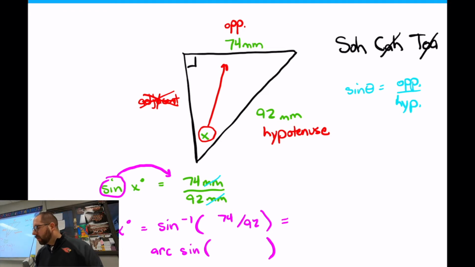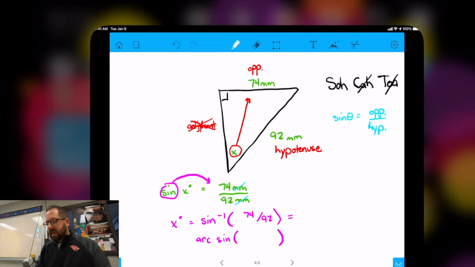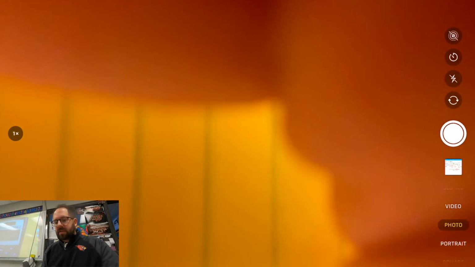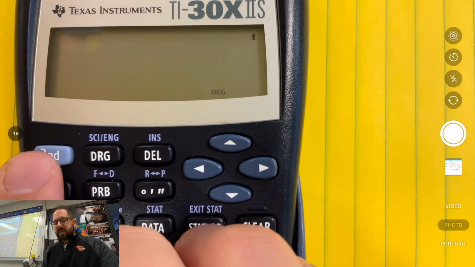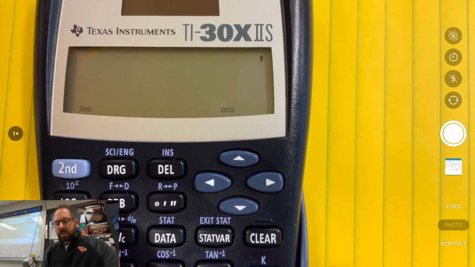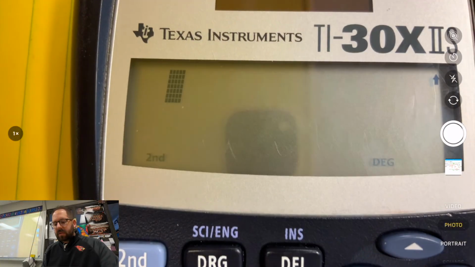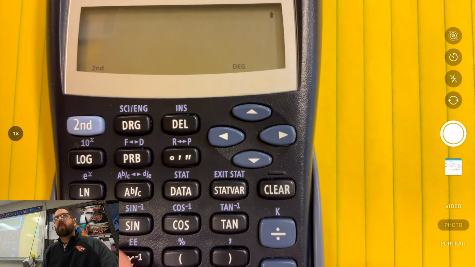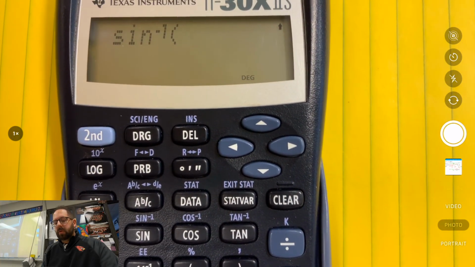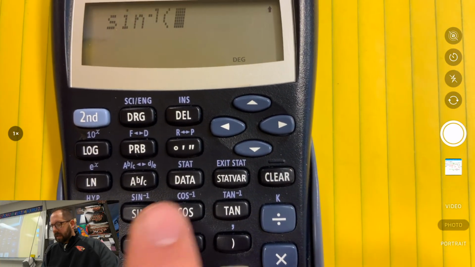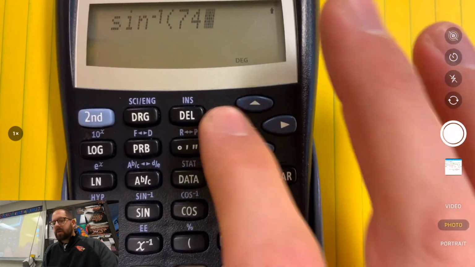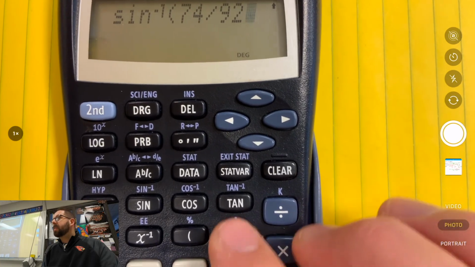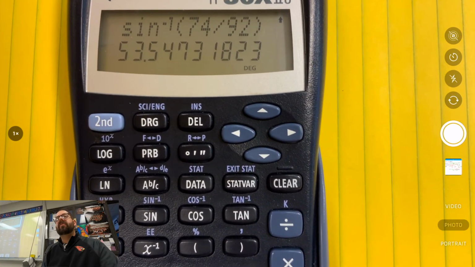Now to get that on your calculator screen, let's bring it up here. To get this popped up, you have to hit the little second key. It shows second on the screen there if you can see that. And then you hit the little sine button so it gives you the sine -1. It's in blue, so you have to hit the second key first. Then you type in the 74 divided by 92, hit enter, and it tells me my angle should be about 53 degrees, 53.5.